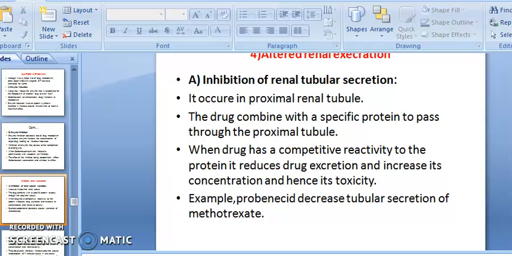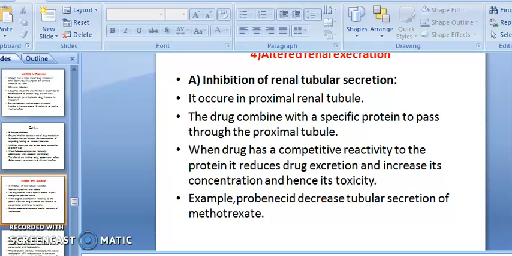When drugs have competitive reactivity to the protein, it reduces the drug excretion and increases its concentration, and hence its toxicity. What happens when drugs have competitive reactivity to the protein and reduce the drug excretion? There is a formation of complex, which leads to a decrease in excretion. A decrease in excretion means there is an increase in the concentration of your drug inside the body, and this leads to toxicity.